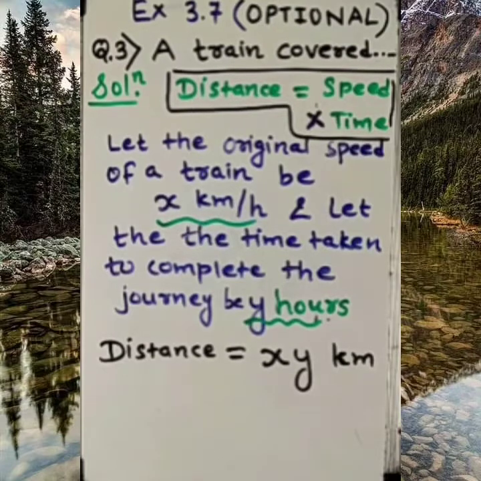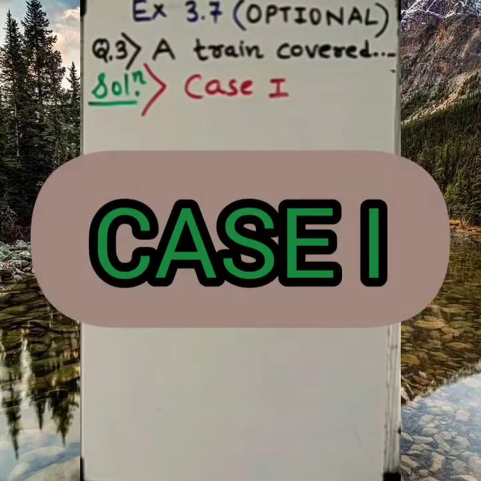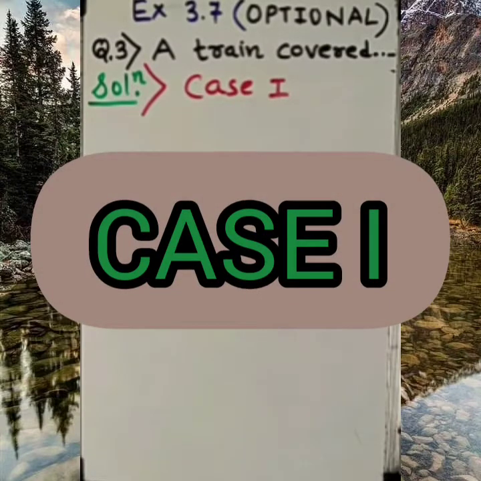Now, according to the question, there are two different cases given. We will consider these two different cases as case 1 and case 2, and we will form two equations according to that. So, be ready for that. Dear student, according to the question, we have two cases, and it is clearly mentioned.